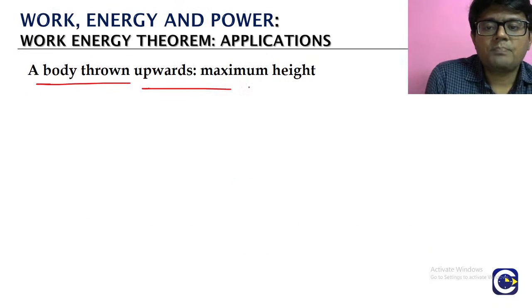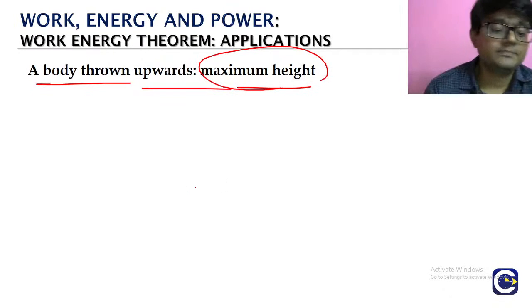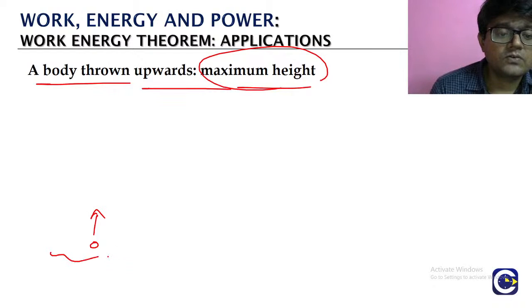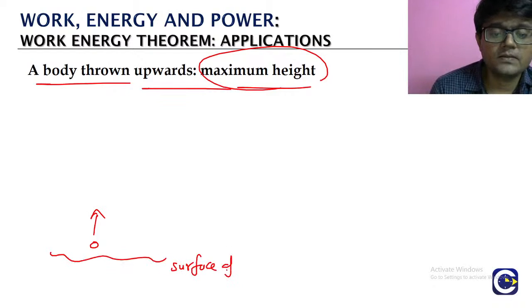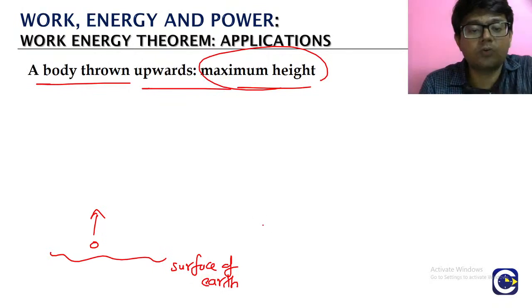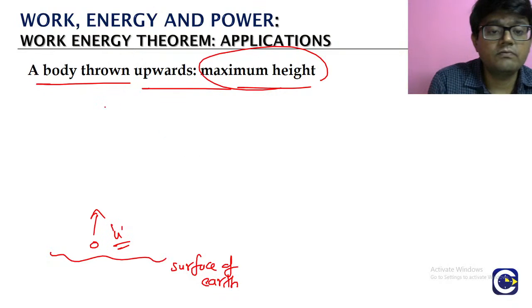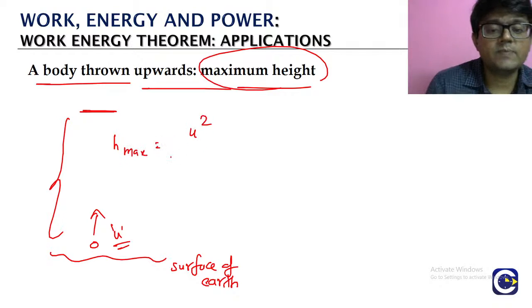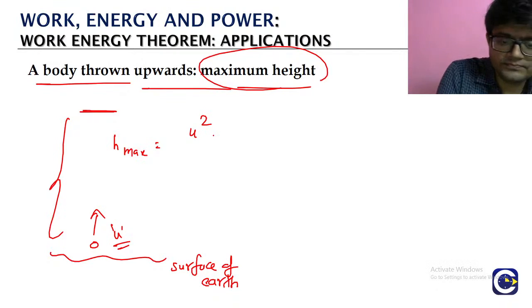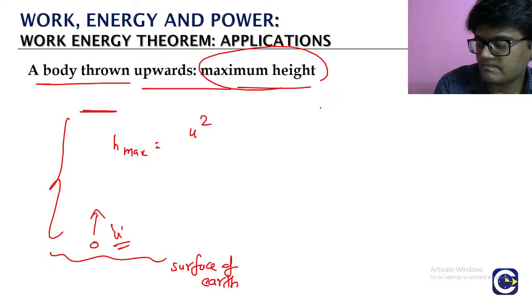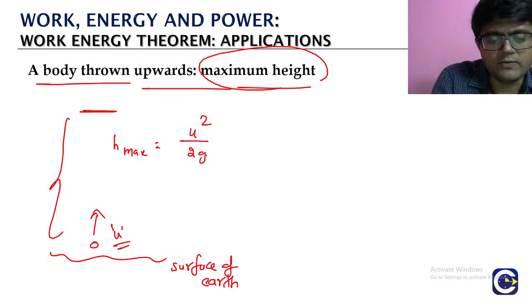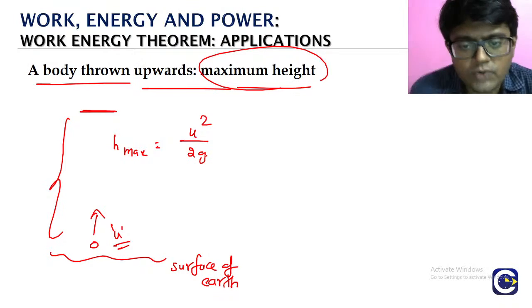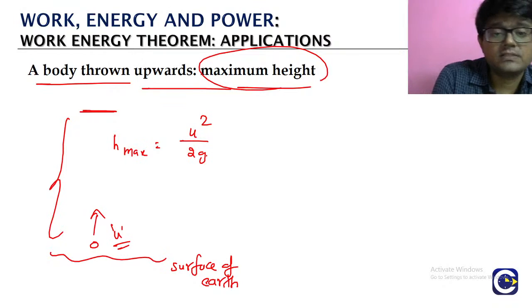A body is thrown upwards. Remember in kinematics, if you are throwing an object from the surface of the earth with a velocity u, we have derived the H max formula. What is the H max value? U square by 2g. That is the maximum height up to which the particle will go. This is the H max formula.